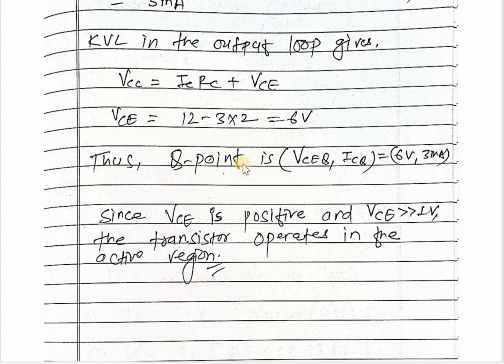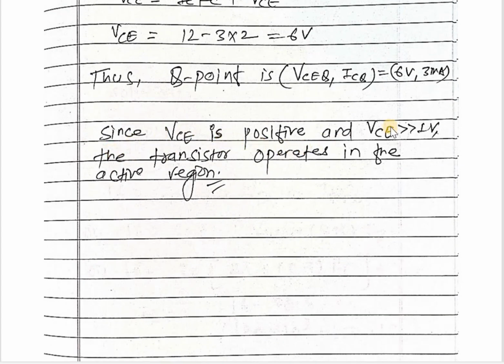Thus Q point is VCEQ and ICQ equal to 6 volt and 3 milliampere. Since VCEQ is positive and VCE is greater than 1, the transistor operates in active region.